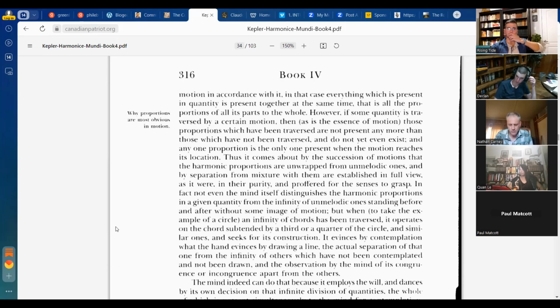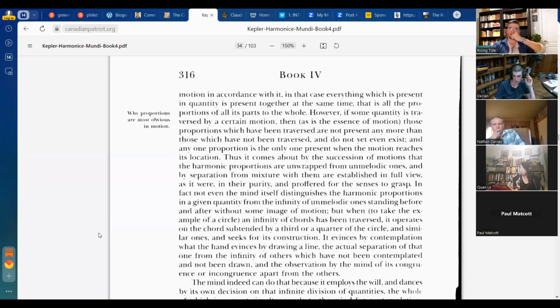Thus it comes about by the succession of motions that the harmonic proportions are unwrapped from unmelodic ones, and by separation from mixture with them are established in full view, as it were, in their purity, and proffered for the sense to grasp. In fact, not even the mind itself distinguishes the harmonies for the harmonic proportions in a given quantity from the infinity of unmelodic ones standing before and after without some image of motion.